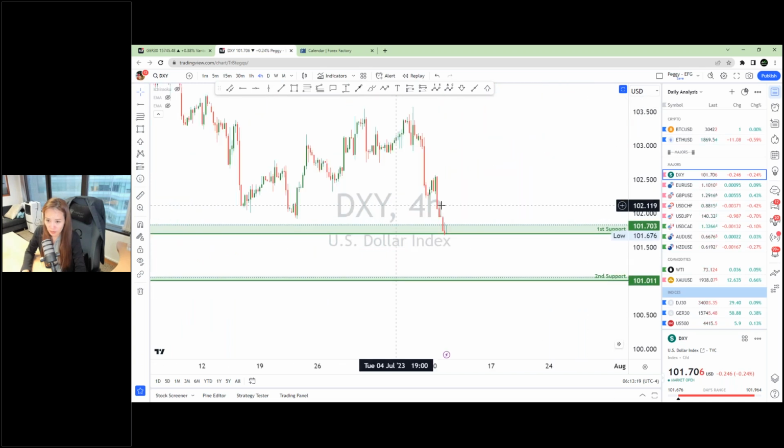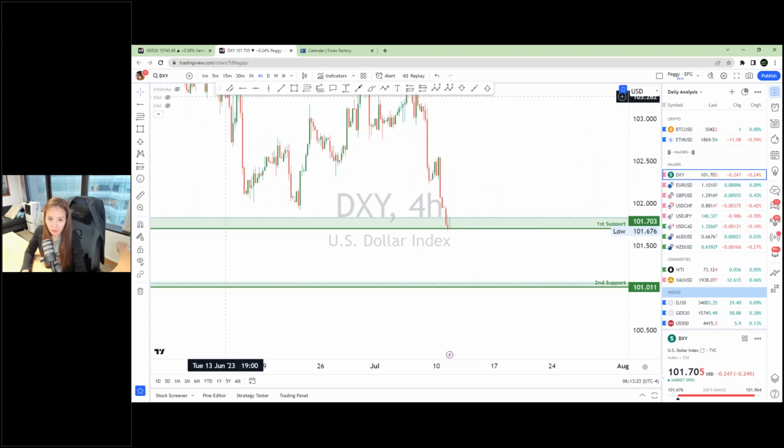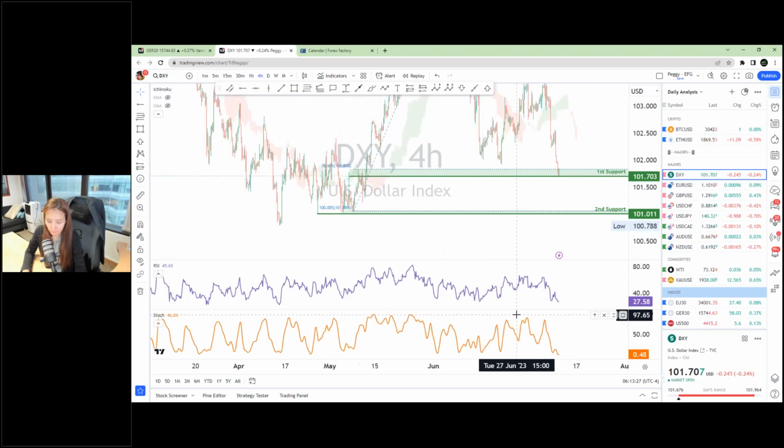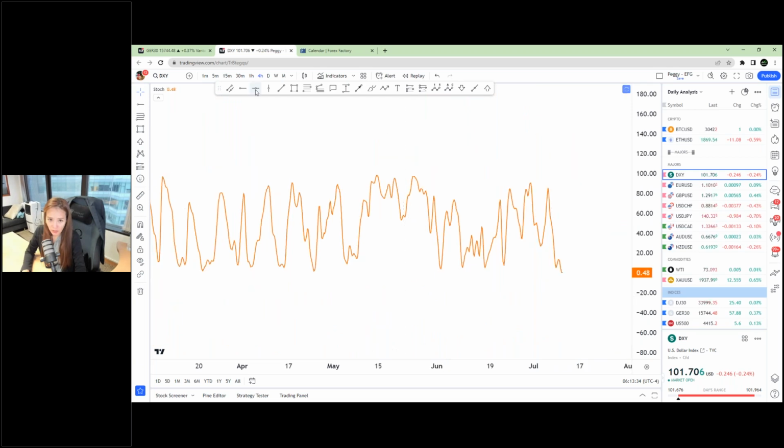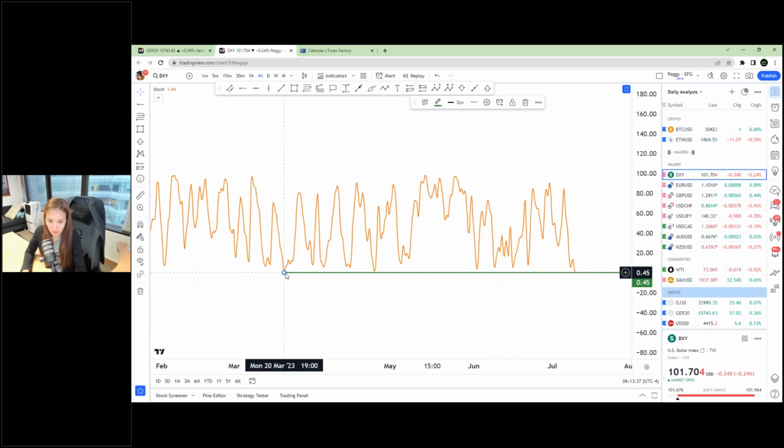And then you see that price came down, and you can use either the Ichimoku cloud, and you can use the stochastic, which, as I told you, I use to find whether price is overbought or oversold. Like this is the area.